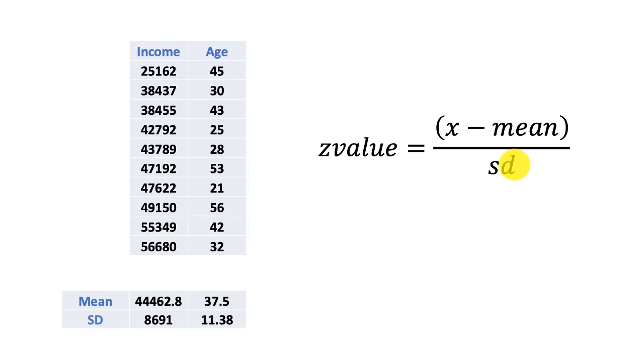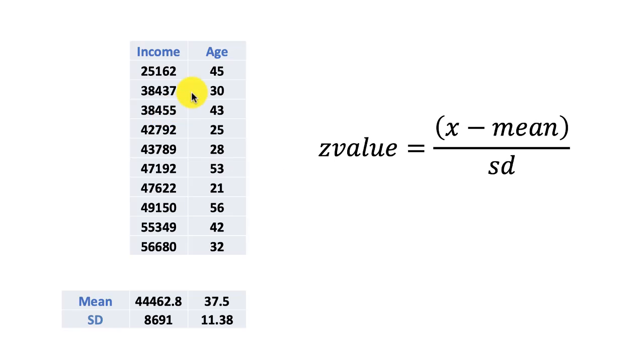Now, of course, we understand that the mean is sort of in the middle. Median is exactly in the middle, but the mean is sort of in the middle. So for every value, we are taking its difference from the mean and dividing by the standard deviation. Effectively, what the z-value is telling you is, for any given value, how many standard deviations away is it from the mean? If it's positive, it means it's higher than the mean. If it's negative, it means it's lower than the mean.